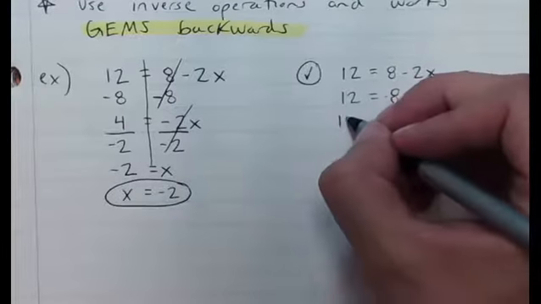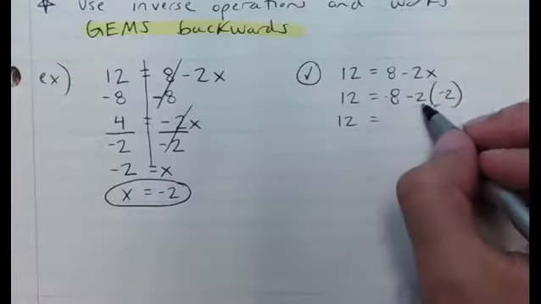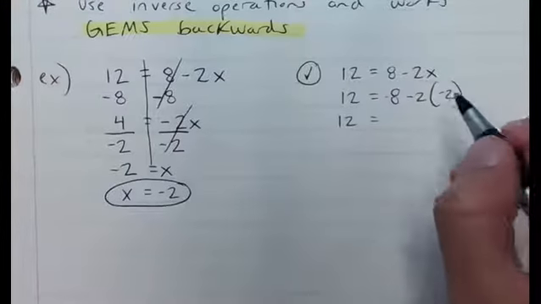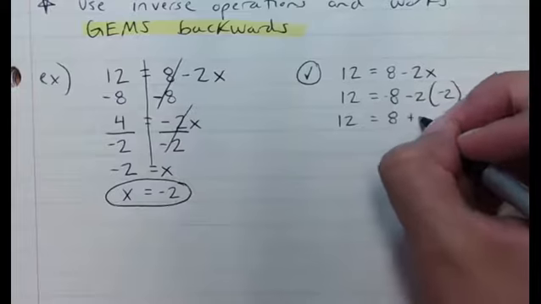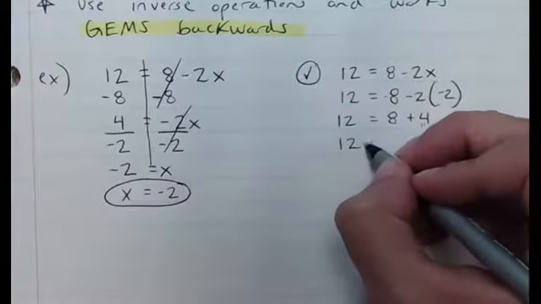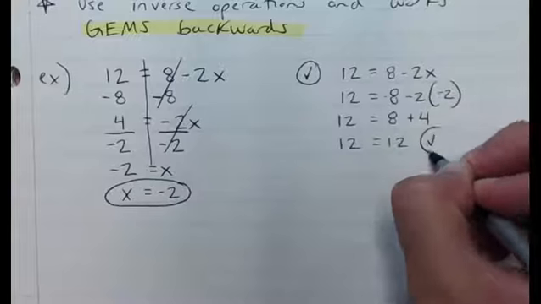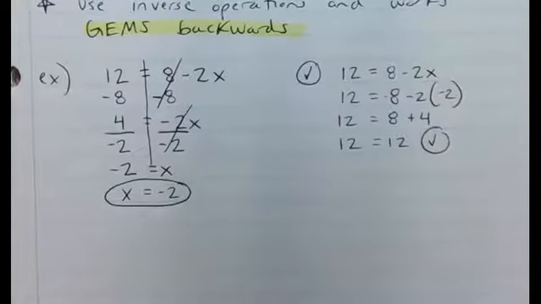And I'm going to solve it. So again, if I look at GEMS here, I'm solving multiplication first. Negative 2 times negative 2 is a positive 4. 8 plus positive 4 is 12. They're equal, so I know I did it correctly. It should always be able to be plugged in.